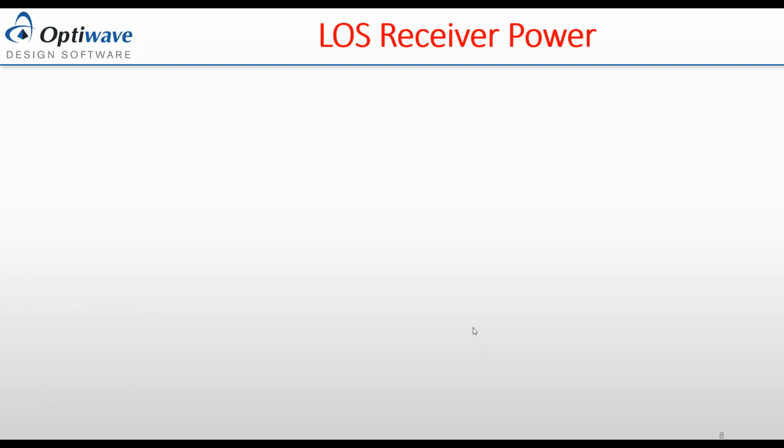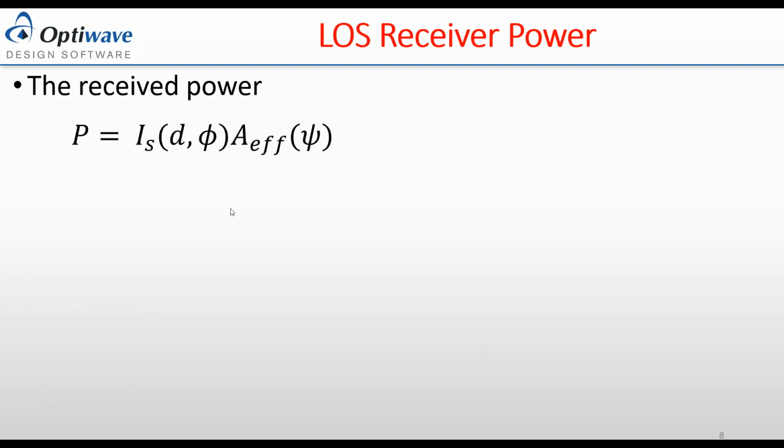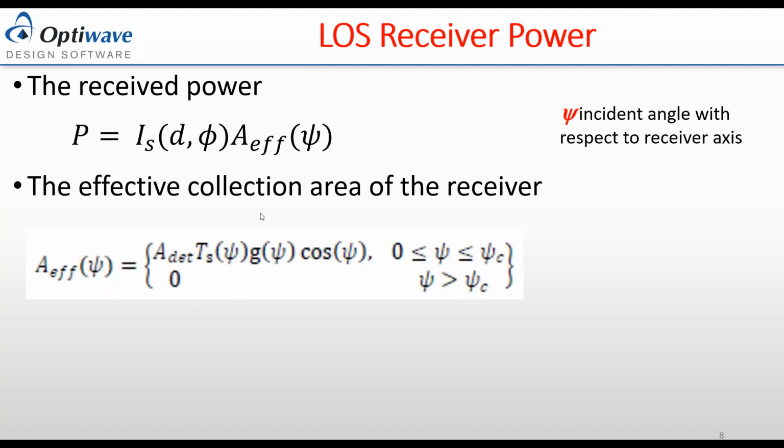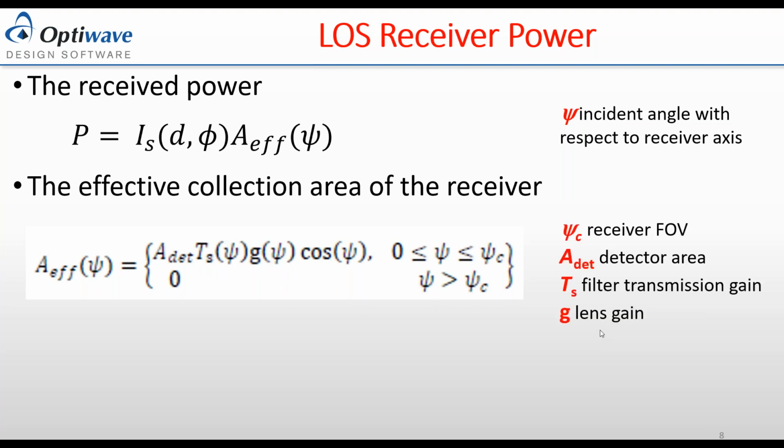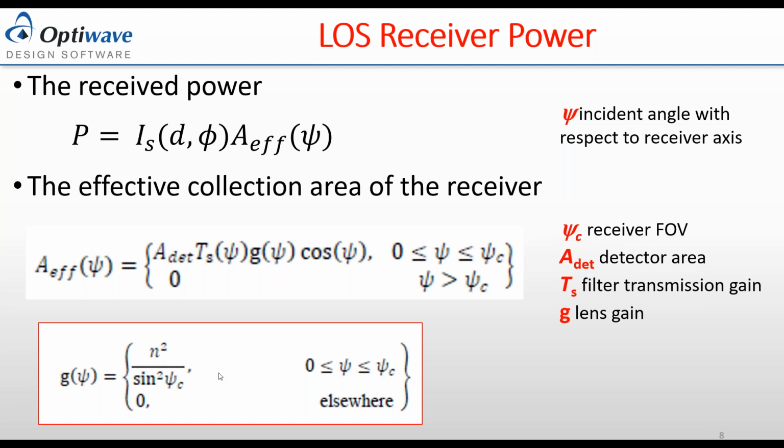And the received power would be calculated using this formula here, which is the radiance times A effective. The A effective is given by this formula, which is related to the structure of the receiver, which has a filter and a lens. The filter has a gain, and the lens has a gain, which is given by this formula. It depends on the refractive index of the lens.